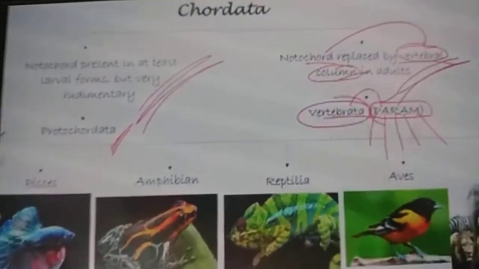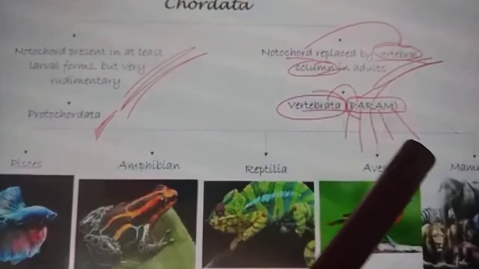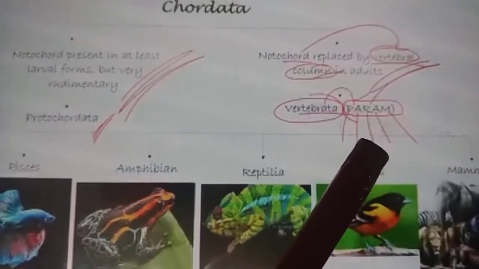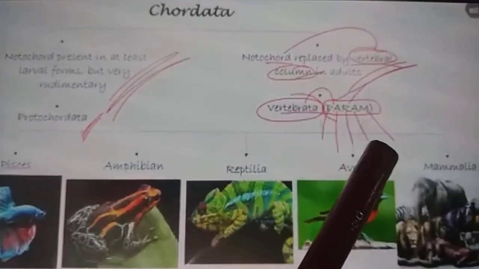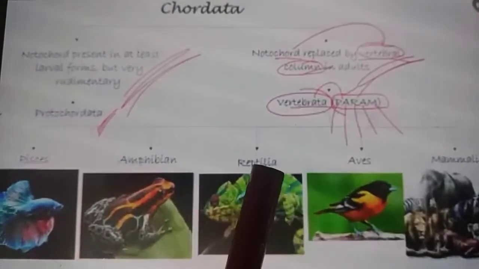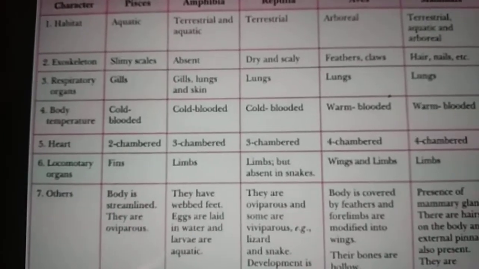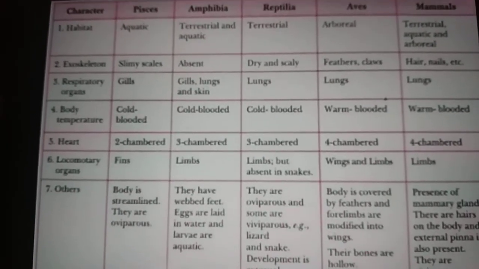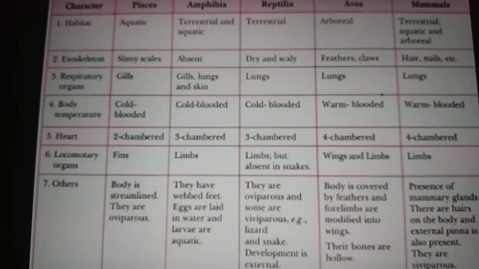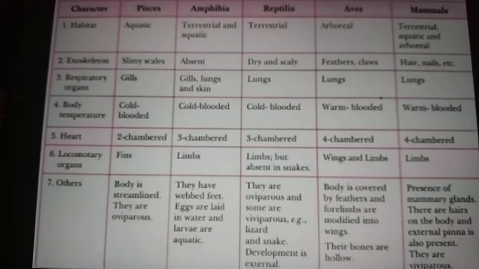The easy way to remember the vertebrata is to remember PARAM. P is Pisces, A is amphibians, R is reptilia, A is aves, M is mammalia. The short form to remember the 5 classes of vertebrates is PARAM. We are talking about the vertebrata, and here it is known as PARAM: Pisces, amphibians, reptilia, aves and mammalia.